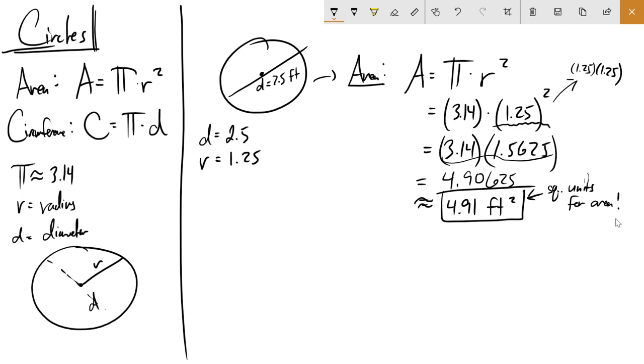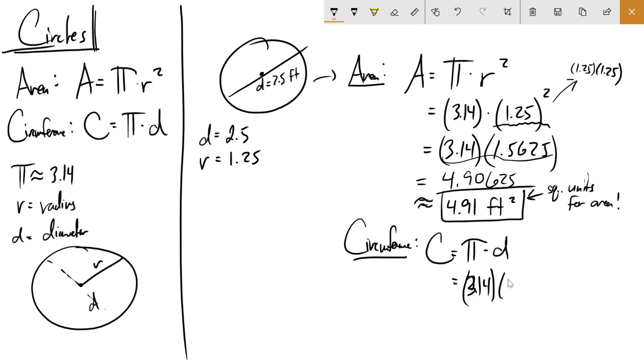The circumference is a little bit easier calculation because you don't have to square anything. So the circumference is always pi times the diameter. So we'll plug in 3.14 for pi, and we'll plug in the diameter, which was 2.5. So then you just multiply those out, whatever that comes out to be. What does that come out to be?